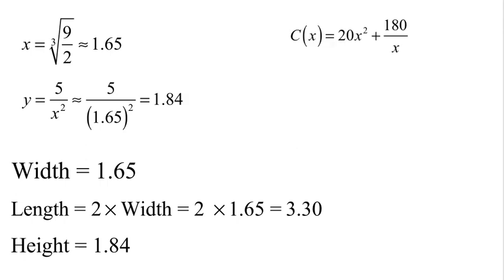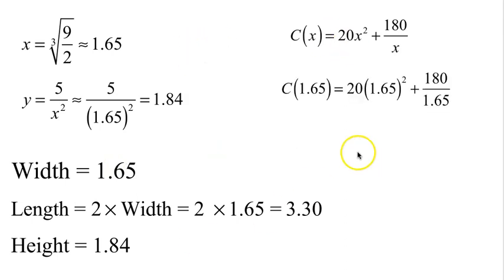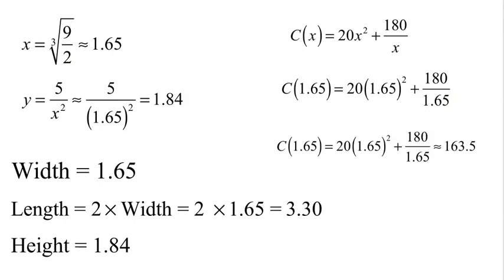Cost as a function of width. Cost was 20x squared plus 180 over x. So if I replace the 1.65 in for x, I get C of 1.65 is 20 times 1.65 squared plus 180 over 1.65. What's that going to give me? A total of 163.5. Now we've shown that's a minimum with our second derivative test. So we have a minimum cost of $163.50 when the width is at 1.65 meters, I believe.